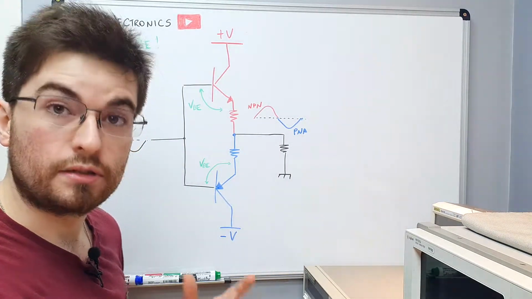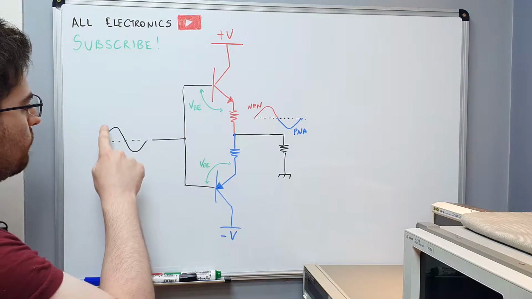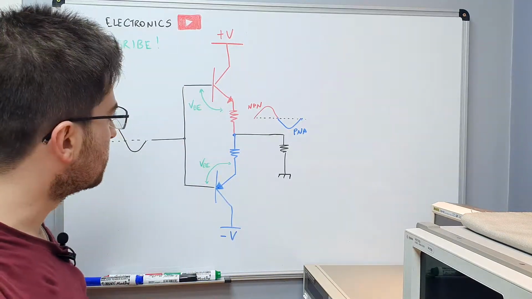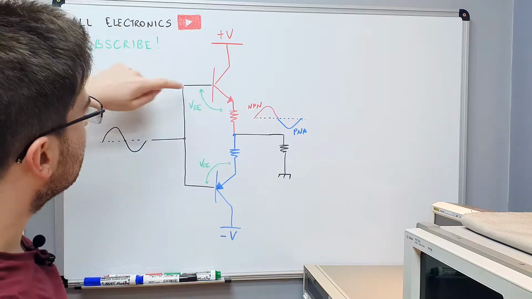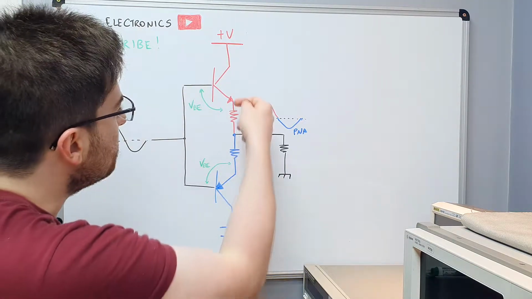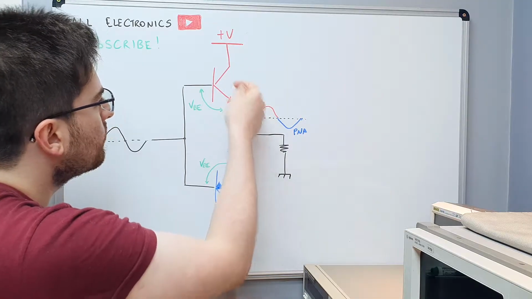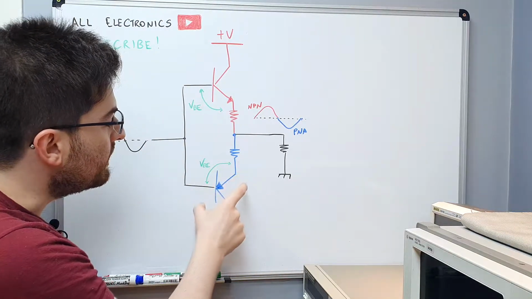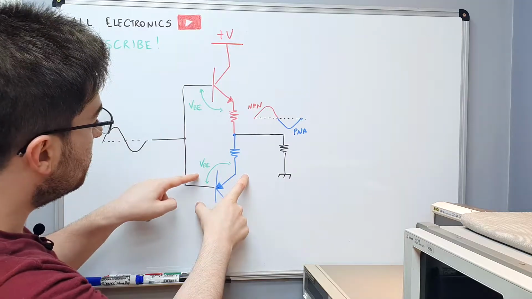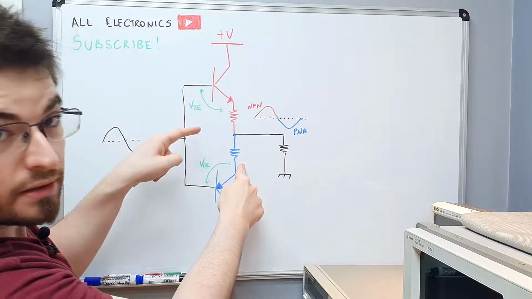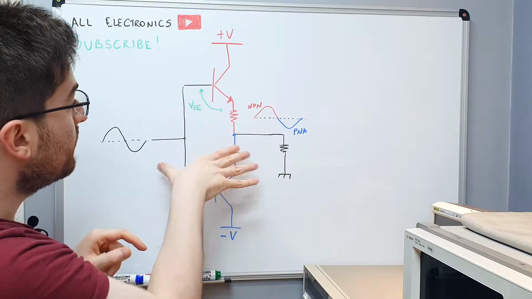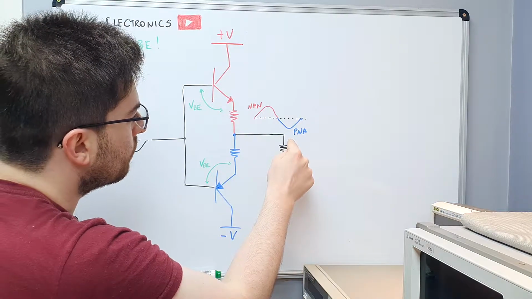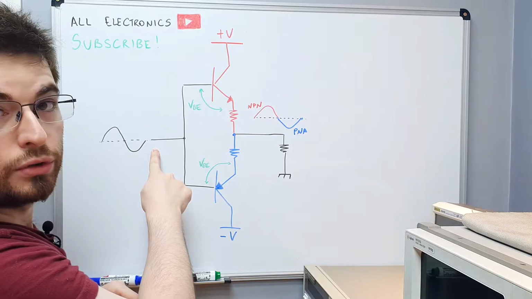So how does it work? It's very simple. The positive cycle of the input signal will be followed by the NPN transistor, the upper transistor. The signal will be present here on the base of the transistor, and the emitter of the transistor will follow the base signal. When the signal is positive, the PNP transistor is in the cutoff region because the base is more positive than the emitter, so the transistor is not here. And we have a positive NPN follower. The voltage on the load will follow the input voltage.